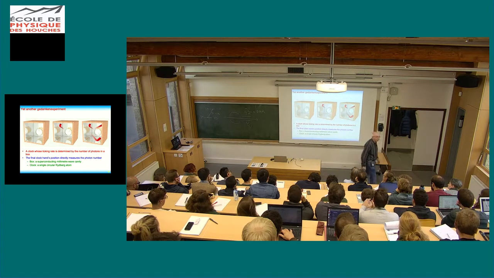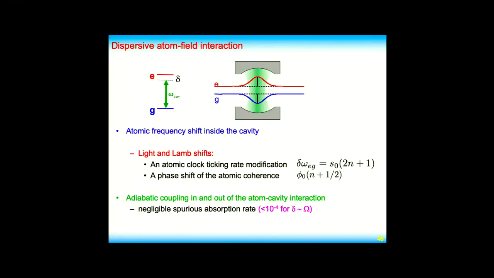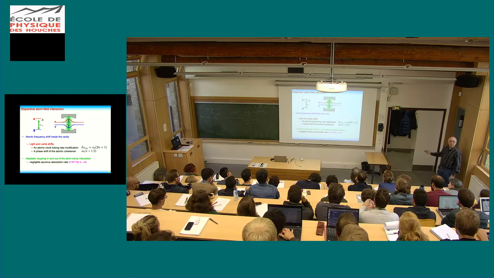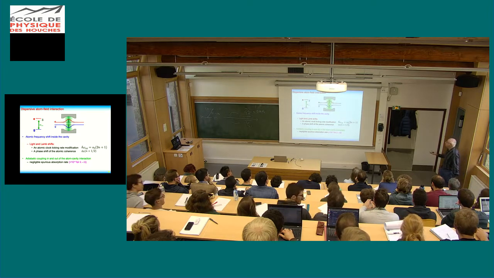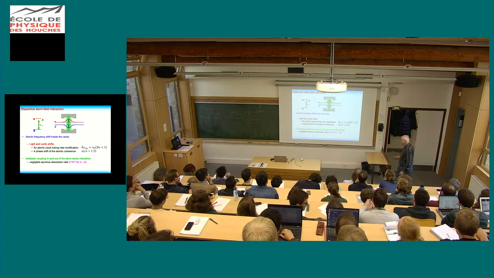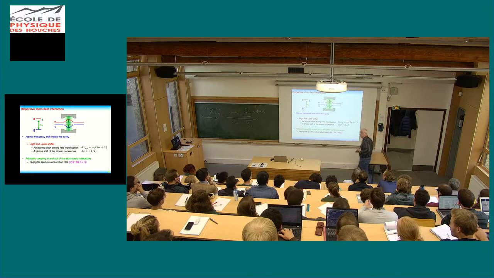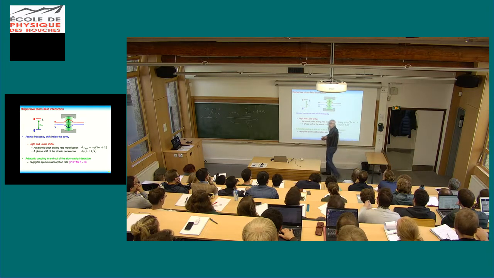Totally realistic, of course. How do we do it in practice? The box is the cavity, the clock is the atom. An atomic clock is a good clock. So the clock is the atom. And of course, we have to go to the dispersive interaction. Rabi oscillation is a dead end. It leads to energy exchange between the atom and the field. It's not what we want.